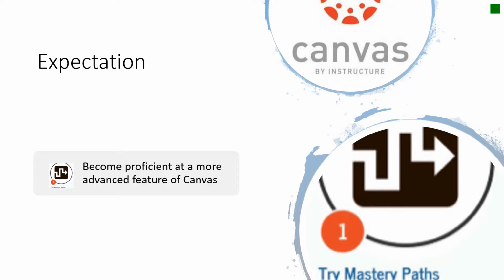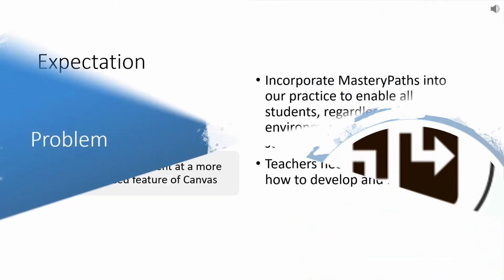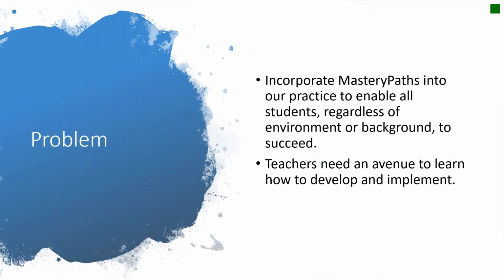An expectation in Cherokee County and at Etowah High School is that we become proficient at a more advanced feature of Canvas. After just establishing the use of Canvas in the previous year, we're moving on to more advanced features such as Mastery Paths. This, of course, presents a problem for some, as many have not implemented Mastery Paths and do not even know what that means.